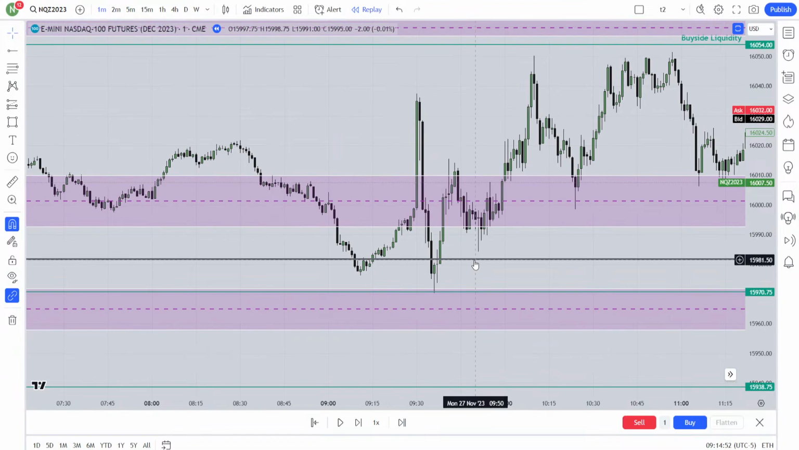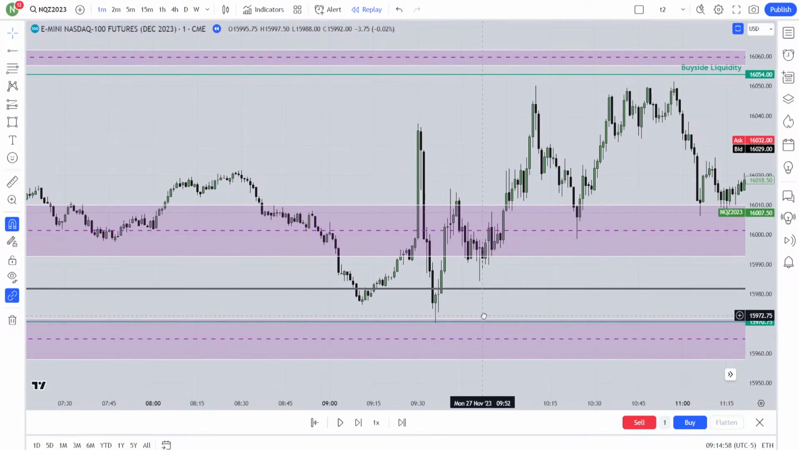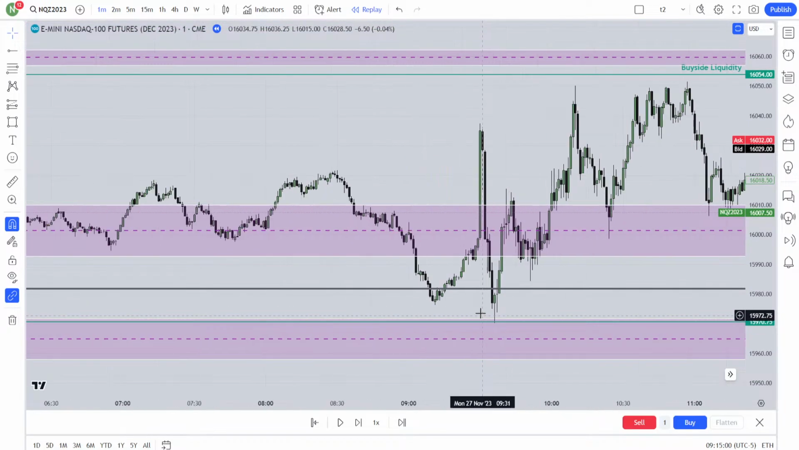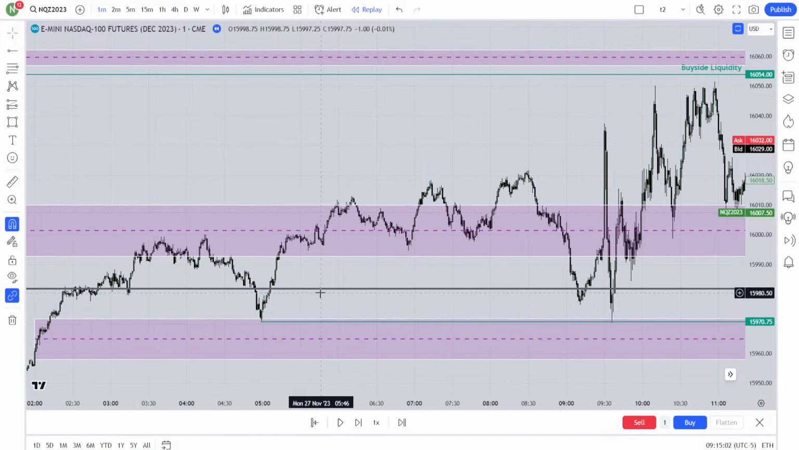Is it possible that price will go toward that sell side liquidity? Obviously this is possible, but what should you expect? Price has already traded below the Friday low.